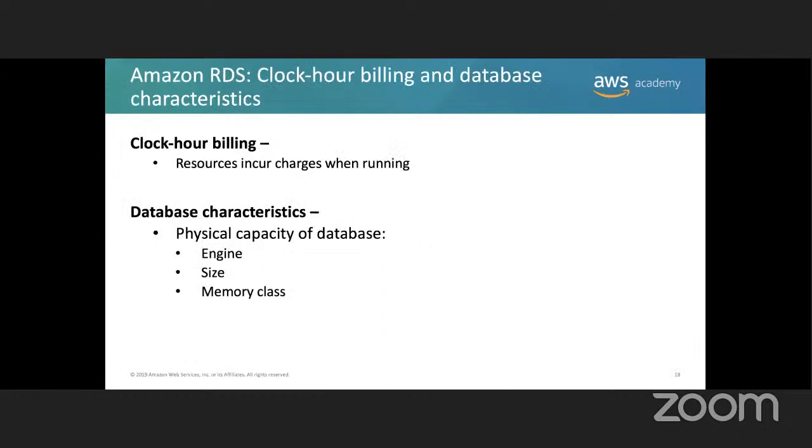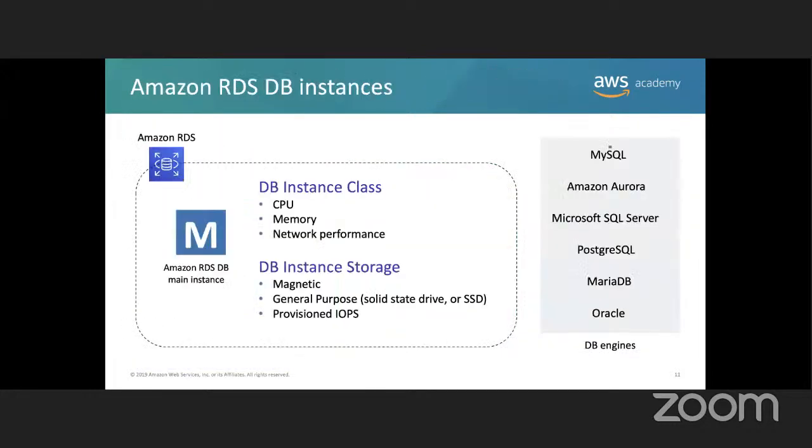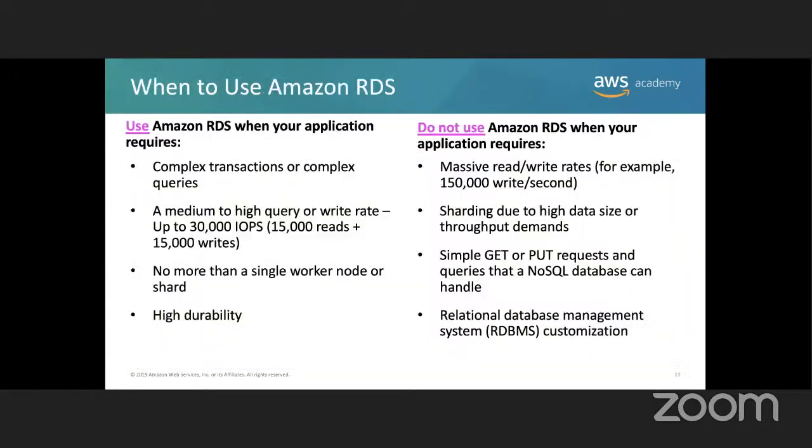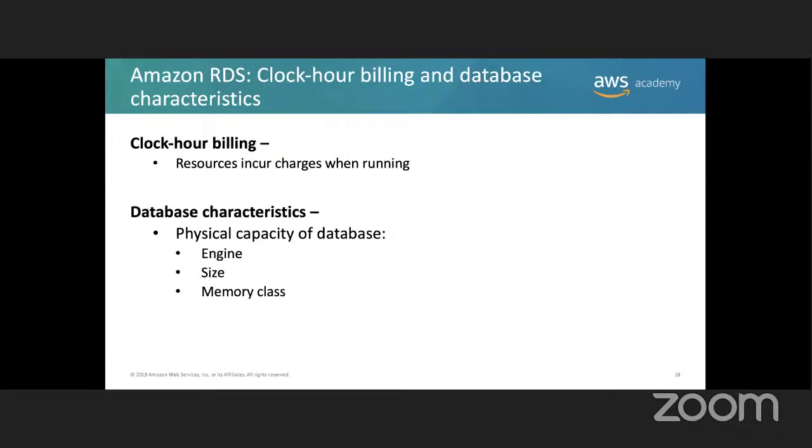Now, database characteristics: physical capacity of the database. You have an engine, and you have to select it. We have six engines, we saw it before: Amazon Aurora, Microsoft SQL Server, PostgreSQL, MariaDB, Oracle, and MySQL. Those are the DB engines, right? So the engine, the size, how big your database is, and the memory class as well.